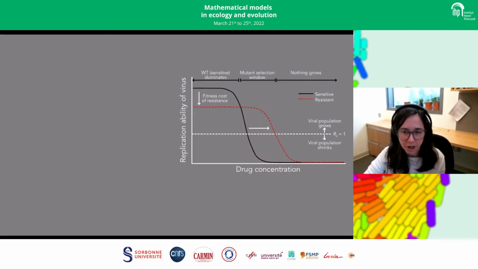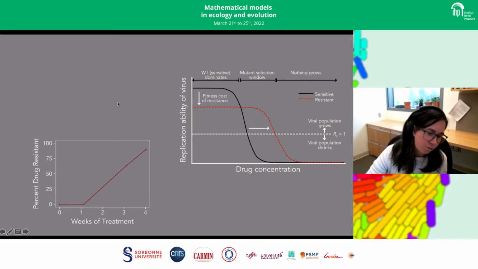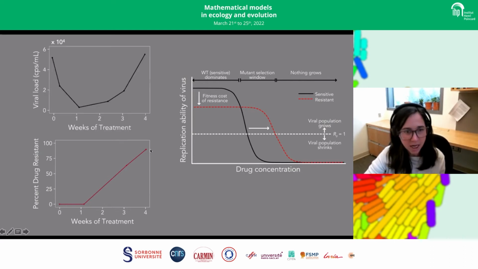And this mutant selection window is actually really useful for thinking about patterns from the Sherman data that I showed you previously. So if we think about, say, one of these trajectories in which we see drug resistance spreading within the population in a few weeks, and we look at what the viral load is doing during this period of time, we see that initially it starts high, it shrinks in response to the therapy, and then it rebounds. And what this is likely telling us is that the wild type virus is down here, unable to replicate at replacement levels.